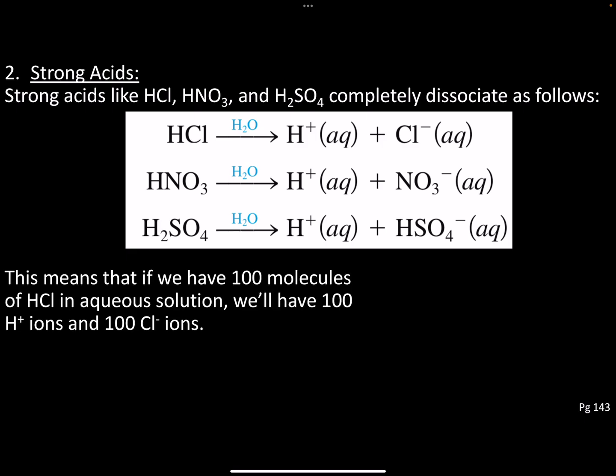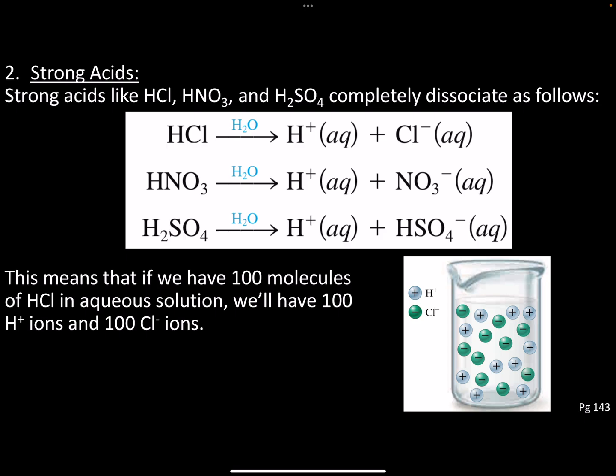That would be sick. That means that if we have 100 molecules of hydrochloric acid in aqueous solution, it ionizes to say we're going to have 100 hydrogen ions and 100 chloride ions. All of the molecules in that compound dissociate into ions. That's a strong acid. Okay, just like that. There are no hydrogen chloride solid pieces in there anymore.